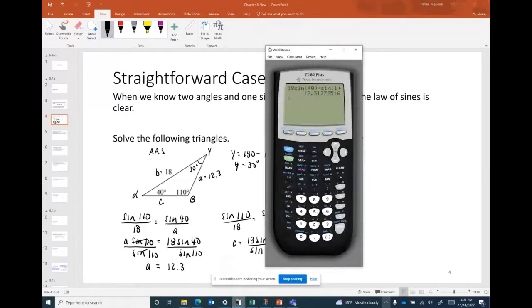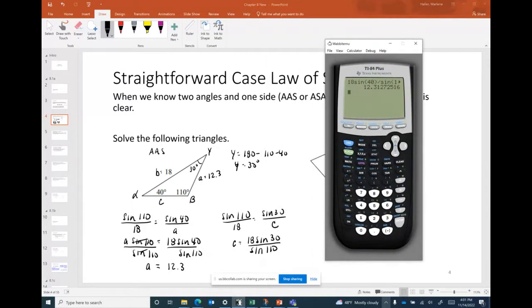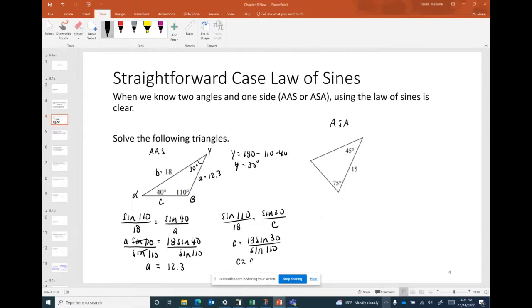And that value is about 9.6. All right, so C then is about 9.6.